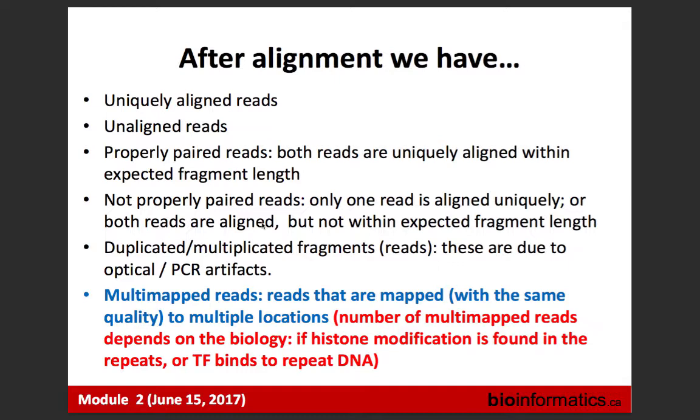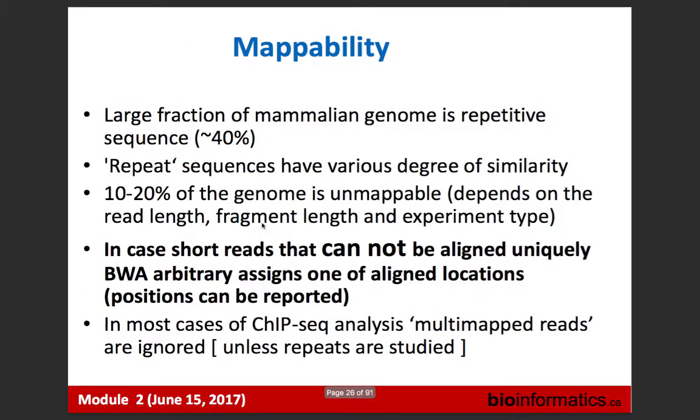There are some exceptions to this, and if you want to talk about how to deal with multimapping, we can talk later. For example, if your experiment is actually dealing with repeats, then there are some approaches. For these multi-mapped reads, we typically talk about mappability. Not the entire mammalian genome is accessible to us. When we have 75 base pair long reads, only about 80 to 90%, depending on the chromosome, of the genome is uniquely mappable. And the rest, unfortunately, we don't know what to do with.